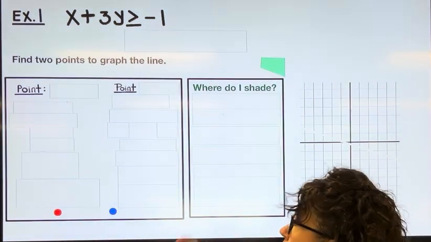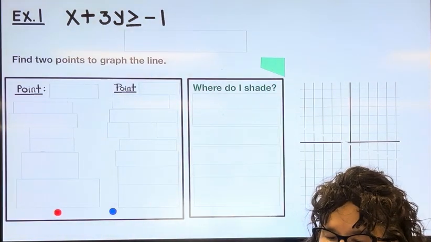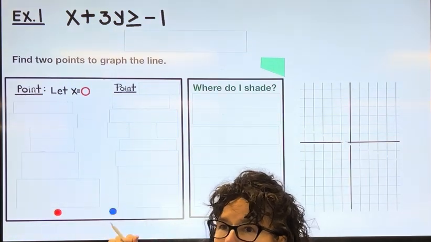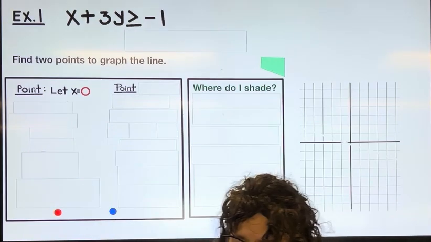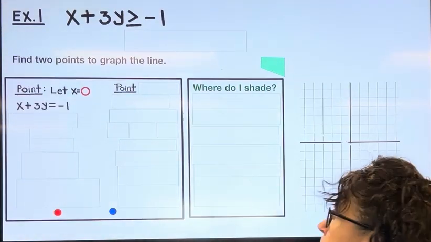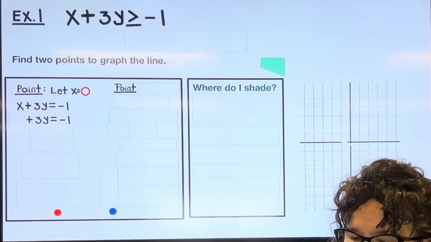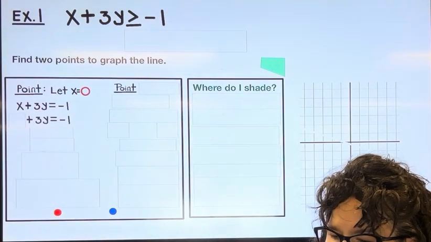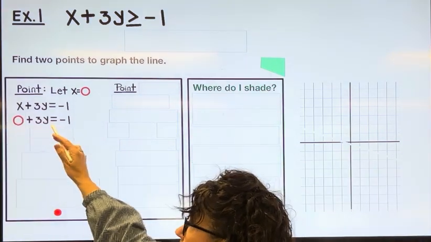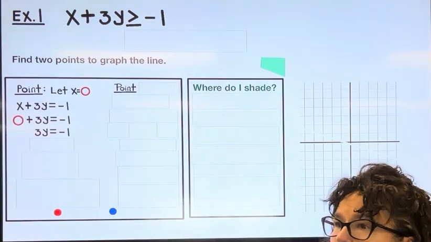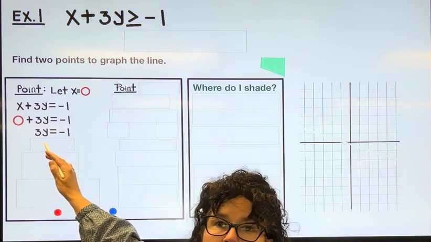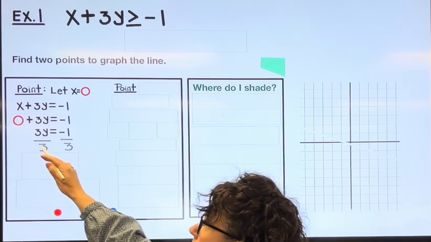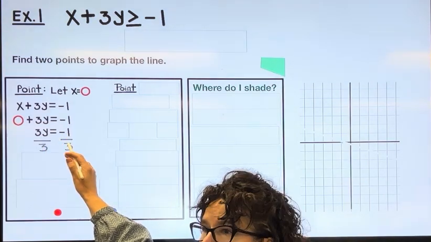So if I want to find a couple of points, I'm going to let the x be some number. You can let that be anything you want. I chose 0. If I use 0, I'm going to substitute 0 in for the x value there. 0 plus 3y is just 3y. To get rid of multiply by 3, I'm going to divide both sides by 3. And so y is going to equal the fraction -1/3.